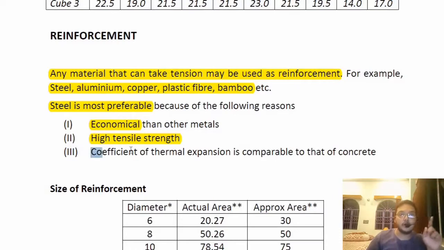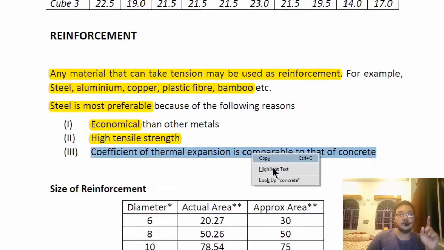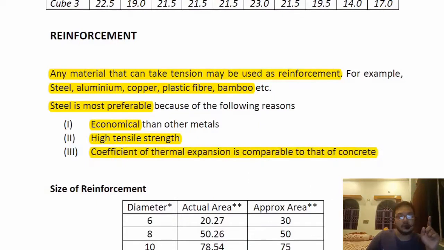But above all, the most important reason why we are taking steel is the third point, which is that the coefficient of thermal expansion is comparable to that of concrete. So in the presence of heat, the amount to which the concrete expands will be the same for both steel and concrete. Steel has an equal amount of thermal expansion as compared to concrete.